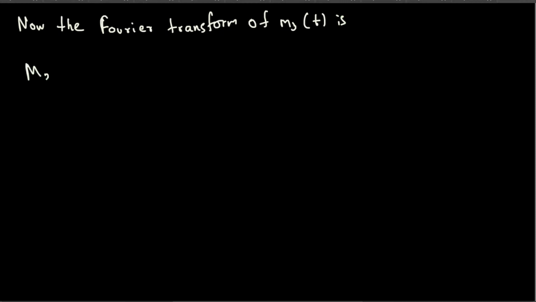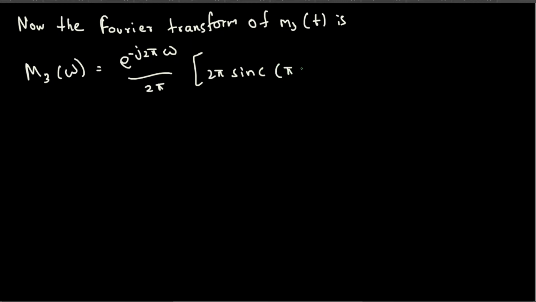So now the Fourier transform of m3(t) is M3(ω). That is equal to the shift of 2π, that's e^(−j2πω), divided by 2π, then 2π sinc(πω), convolved with π times [δ(ω − 10) + δ(ω + 10)].